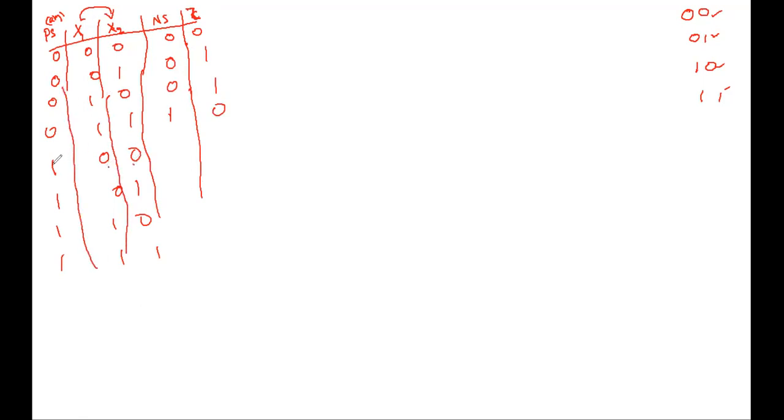Next, 0, 0 plus 1. So sum 1, carry 0. 1 plus 0 plus 1. Sum is 0, carry is 1. 1 plus 1. Sum is 0, carry is 1. Triple 1. Sum is 1, carry is 1. Right? This is the general full adder truth table.